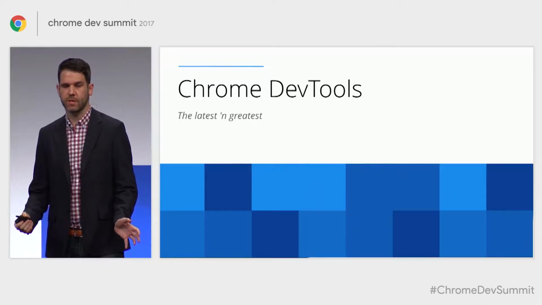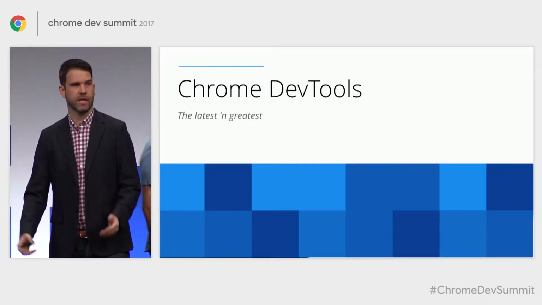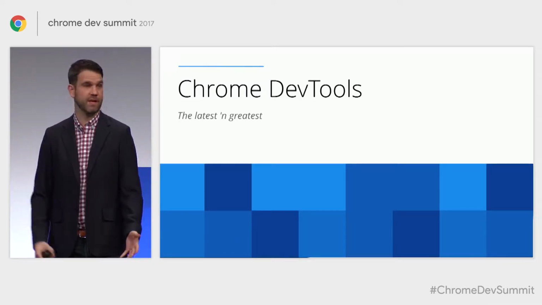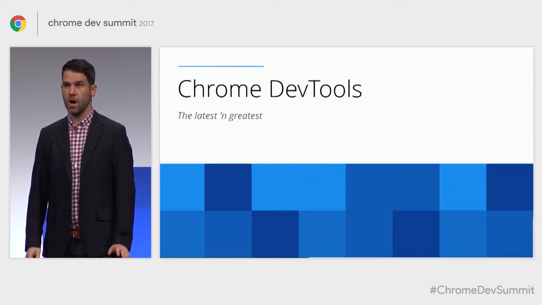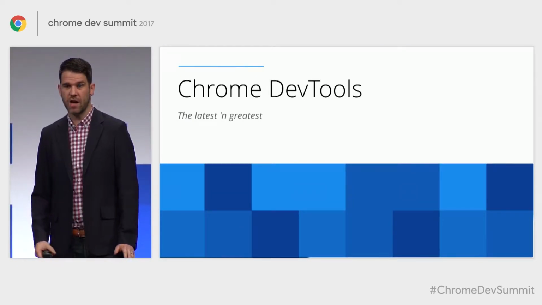And now in the DevTools, there's a lot of things that we've been working on in the last couple of months, since last Chrome Dev Summit, even since last Google I/O. So we're going to show a few of those things now. We're going to start off in authoring.